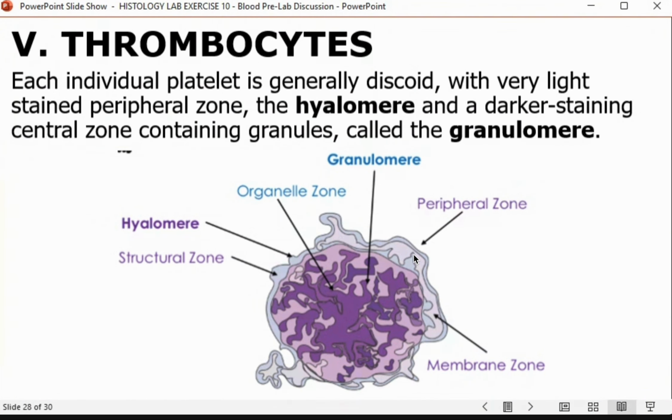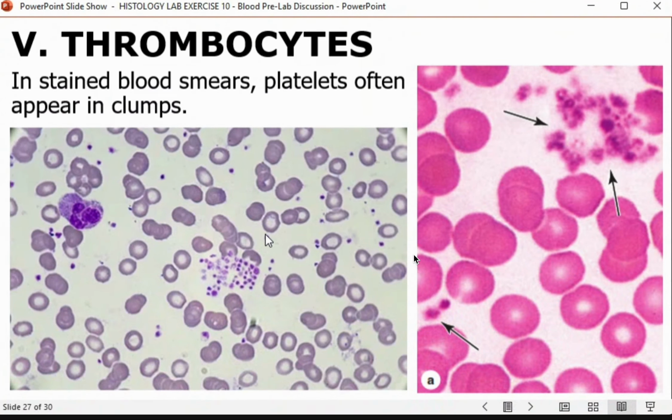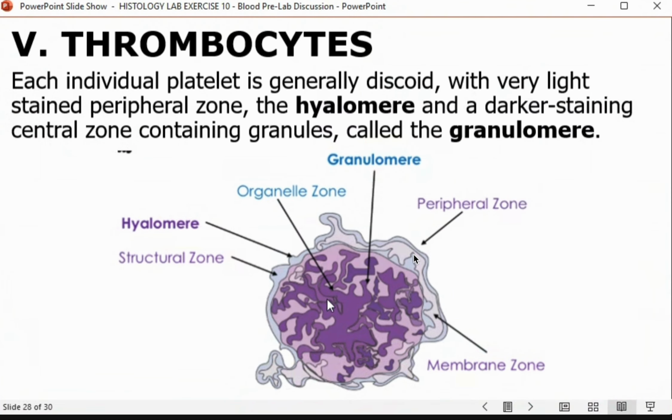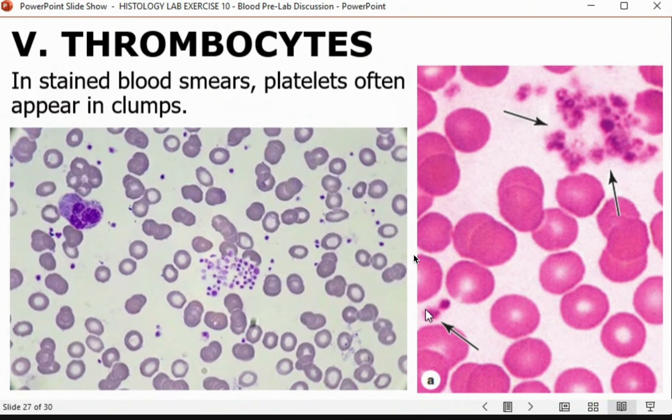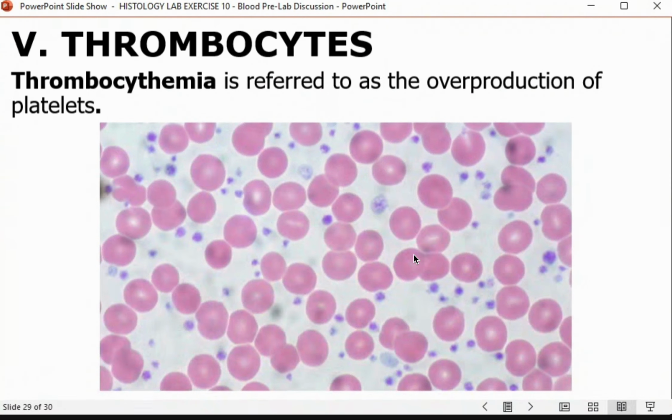Your thrombocyte also has parts, but it was, of course, under light microscope. They're already so tiny. This is already HPO. But they have parts like your granulomere, which is the darker zone with organelles, and then the hyalomere, which is a lighter stained peripheral zone. If you take a look at some of the platelets around, there's a darker zone in the middle, and then surrounding it is this faint pink hyalomere structure. In patients with too much platelets, we call this thrombocythemia. And here, masyado ng maraming platelets yan.